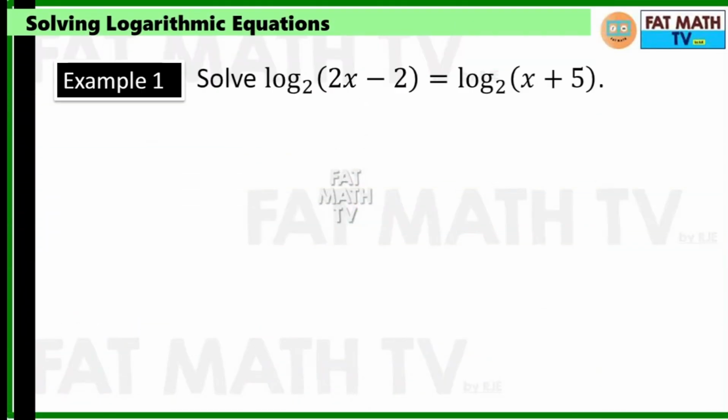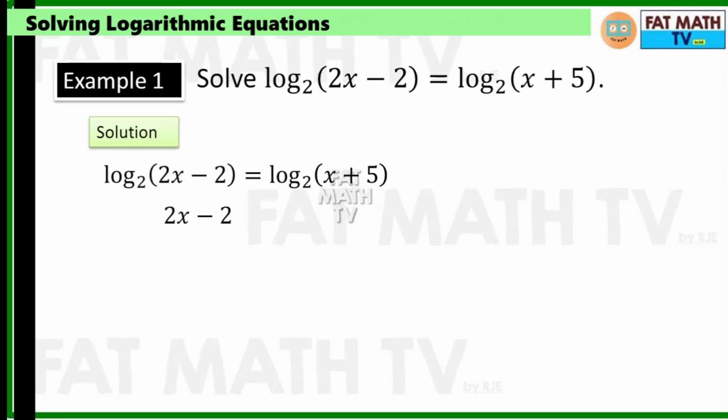Example number 1. Solve logarithm of 2x minus 2 to the base 2 equals logarithm of x plus 5 to the base 2. So here we're applying the one-to-one property of logarithmic functions: if the two y's are equal, then the two x's are also equal, the corresponding x's. If both the logarithms here are equal, then this 2x minus 2 and the x plus 5 must also be equal. So 2x minus 2 equals x plus 5.